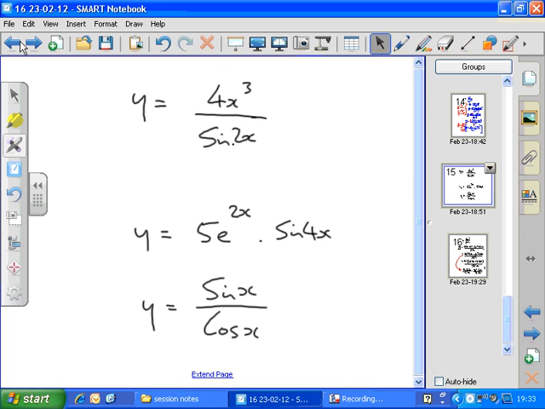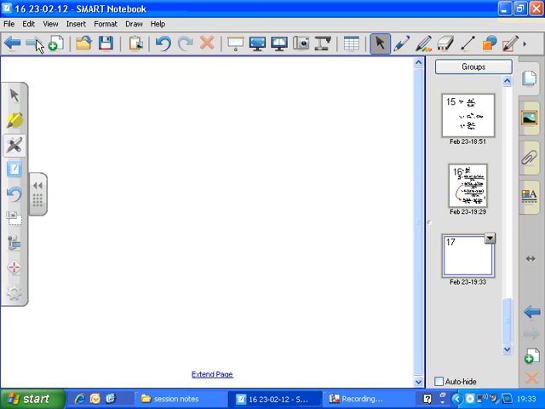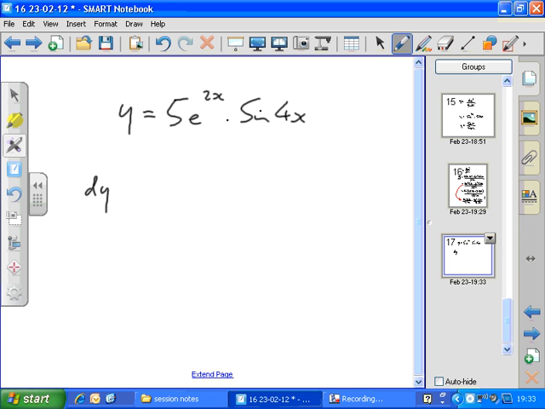Going back a slide, I had y equals 5e to the 2x sine 4x. That's completely gone out of my head. What was it? 5e to the 2x times sine 4x. So again, this is the product rule. I can do it as I'm going along, because I remember the words, I've done it so many times. First part times the differential of the second part, which is 4 cos 4x, plus sine 4x times the differential of the first part, which is 10e to the 2x.